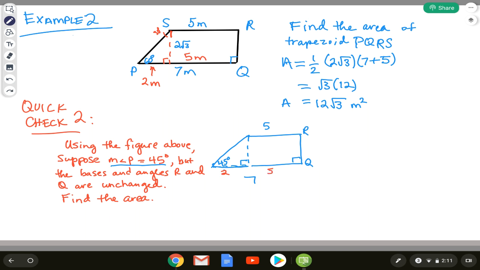In a 45-45-90 triangle, the legs are the same length, so that tells me that the height will be 2 here. So now when I use my area formula, I'm going to have 1/2 times the height 2 times the sum of the bases, which is not going to change because we didn't change those lengths. So that's going to give me 1/2 of 2 is 1 times 7 plus 5 is 12. That's just going to give me an area of 12 meters squared.